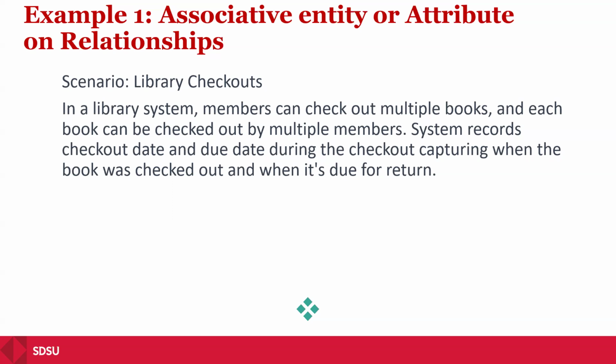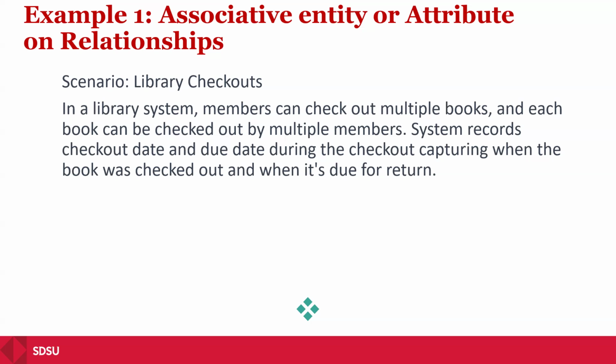All right. So let's look at this example in detail. We have members that can check out multiple books, and a book can be checked out by multiple members, right? So two entities of interest here, books and members, with a many-to-many relationship because it's multiple on each side.